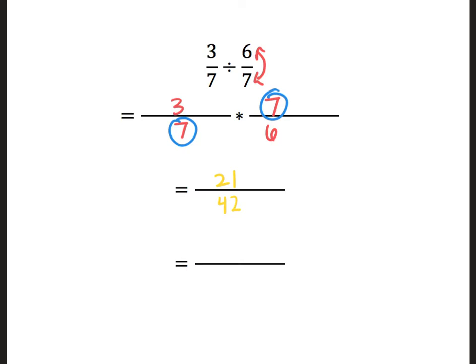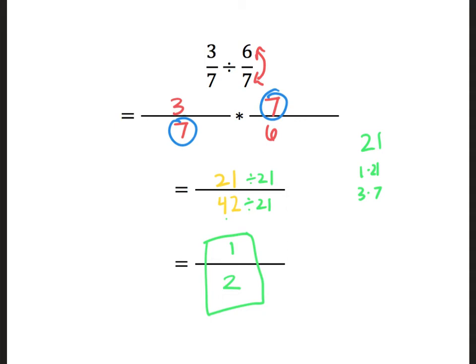Now actually, now that I explained that, we're looking for our biggest number that goes into them. So when I said 21, the factors were 1 times 21 and 3 times 7. I can divide the top by 21. I can also divide the bottom by 21. 21 divided by 21 would give me 1 on top. 42 divided by 21 would give me a 2 on the bottom. So my final answer for this would be 1/2.